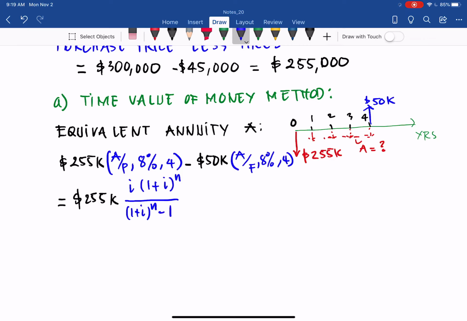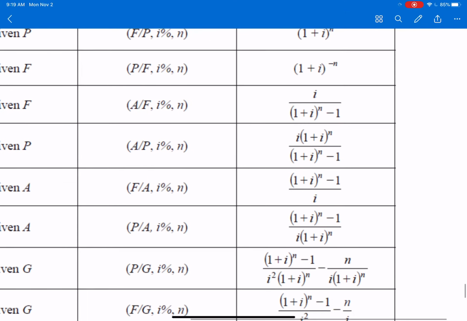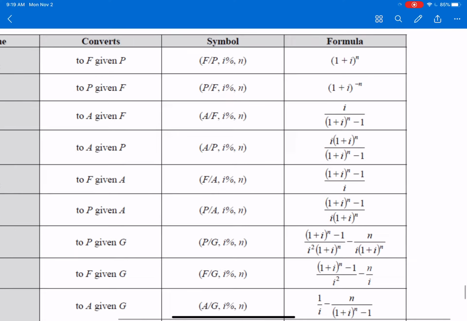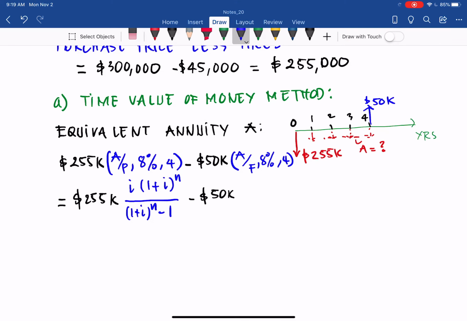And then we subtract 50,000. We have the next equation, given F over A: i over 1 plus i to the power n minus 1. So you have that one here, and you can plug in the numbers.